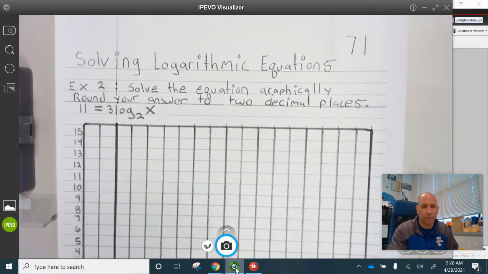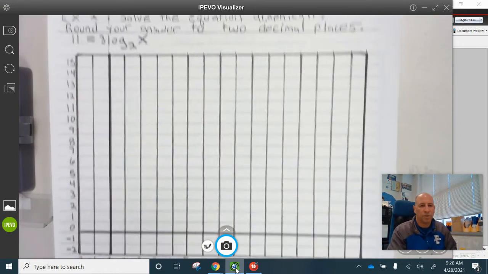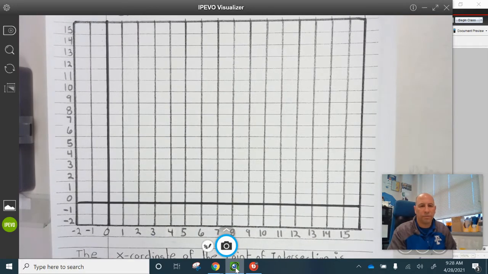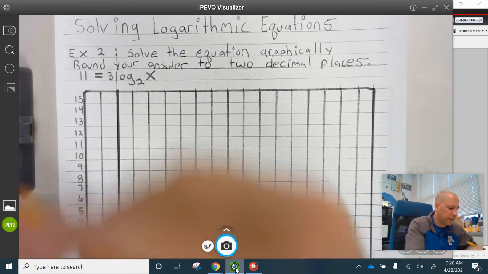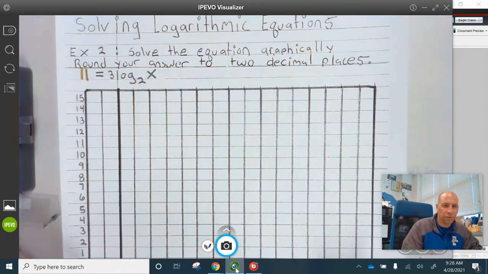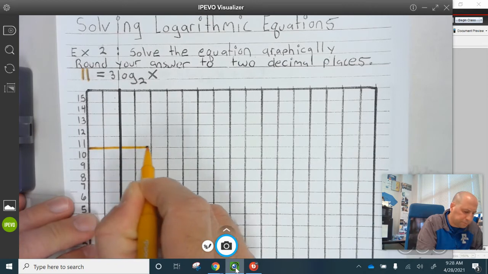Take a look at example 2. Solve the equation graphically, round your answer to 2 decimal places. So we have 11 equals 3 times log base 2 of x. Take a moment to graph that on your paper. Now, to graph the left side, that's easy. We don't need to use a calculator. That's just a horizontal line at 11.